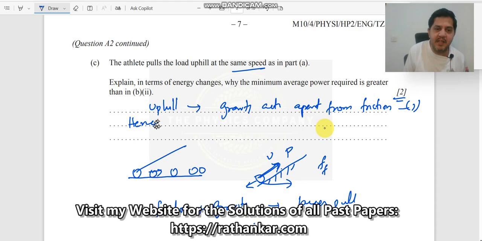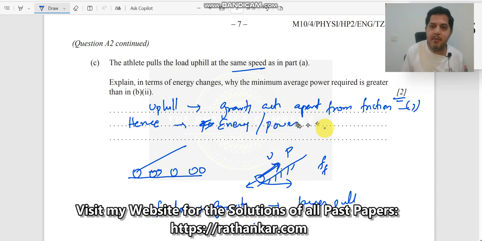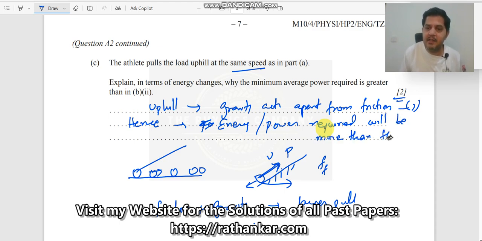Hence, your concluding remark: hence, energy or power required will be more than the horizontal to pull the object. Okay, if you write so much, you will definitely get all the 8 marks.